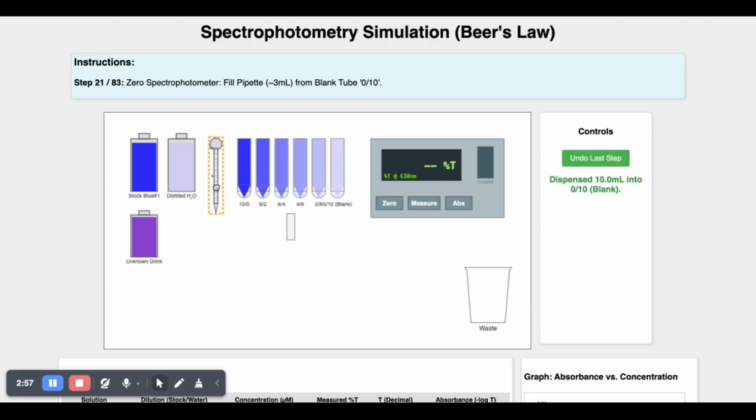Now I'll be zeroing the spectrophotometer by filling the pipette with a blank sample. I filled the cuvette with the blank solution, and now I'm going to add it into the spectrophotometer, and this ensures that the instrument ignores any absorbance from the cuvette itself or the water, so only the dye contributes to the measurement. Since each tube contains less and less dye than the one before, the spectrophotometer will detect lower and lower absorbance values as we progress.